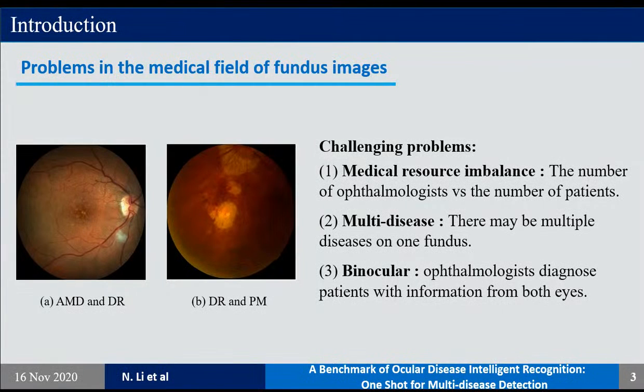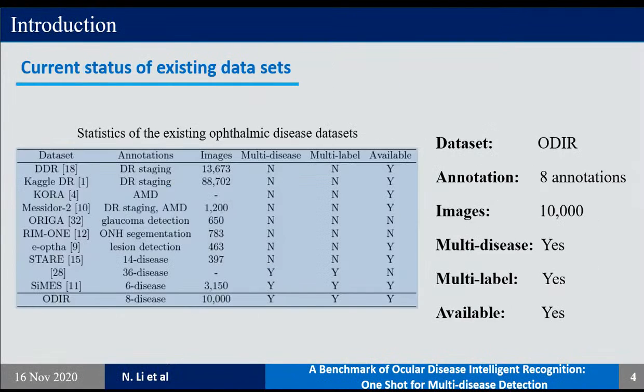To solve the problems mentioned above, in this paper, we release a publicly available data set for multiple ophthalmic diseases detection. In this table, we have sorted out some of the existing fundus image datasets. Compared with other datasets, our dataset is the only publicly available multi-label dataset with a larger scale.